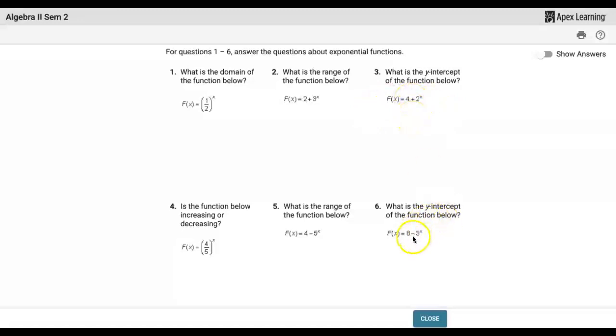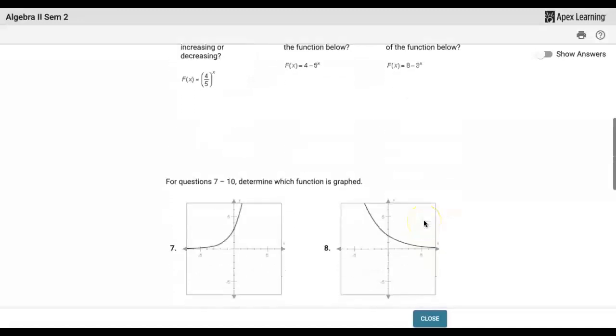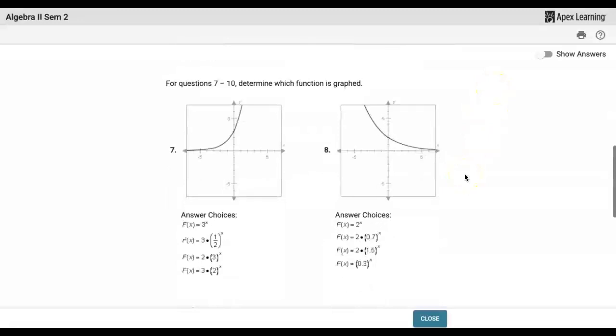But then looking at 8 minus 3 to the x, well, can we really have a negative base value? We said no. So what does that mean? What is that going to look like? Take a minute at least to look at the answers as to how we solve that one.